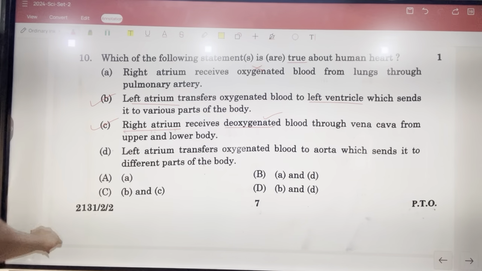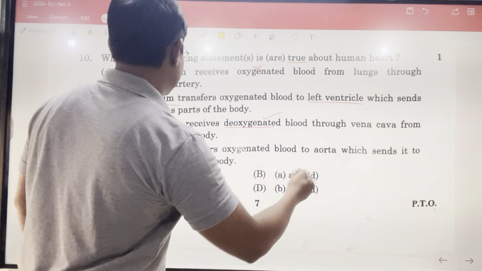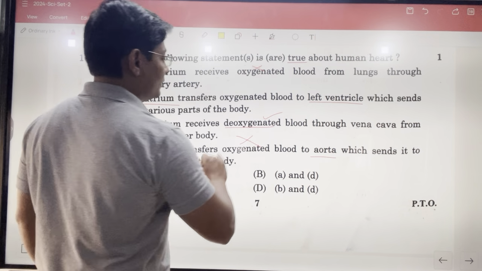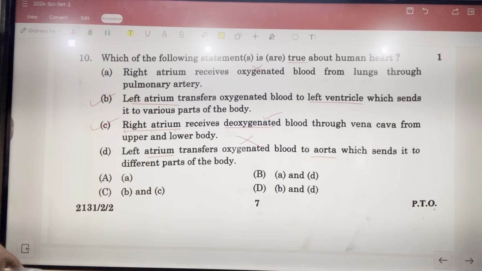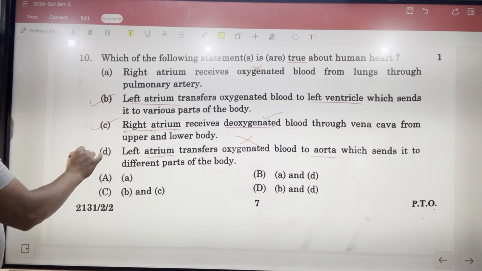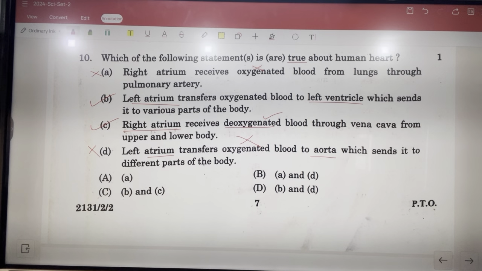So therefore it is correct. Then left atrium transfers oxygenated blood to the aorta, which sends it. So atrium cannot transfer to aorta. It can only transfer to ventricle. Ventricle will be transferring to aorta. So therefore this statement is also incorrect. So these two are incorrect. Only B and C are correct. So therefore option C would be the correct option.